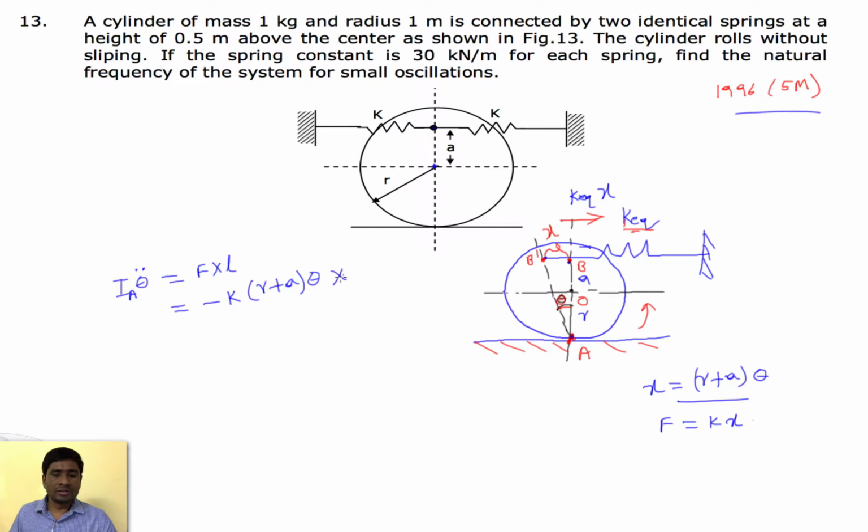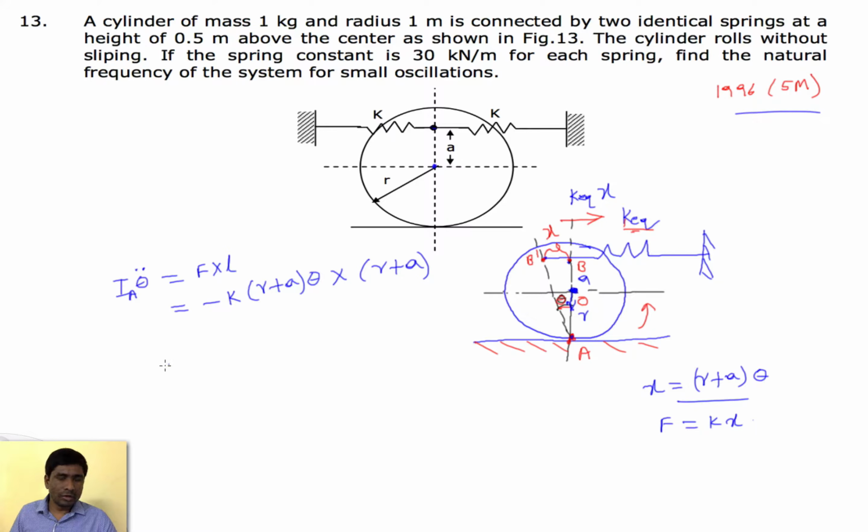Into perpendicular distance from the point A. Why? Because we have taken moment about this point A. That is again r plus a. And here, at this instant, the weight of the disk is acting in this direction, but that force is passing through the moment point. So that's why it would become 0.